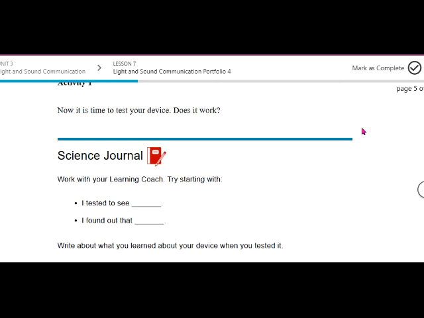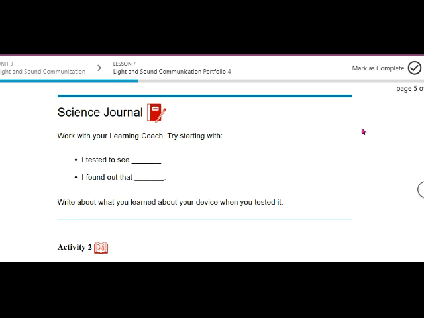Now it is time to test your device. Does it work? Work with your learning coach and use these sentences to help you start. I tested to see, blah, blah, blah. I found out that, blah, blah, blah.